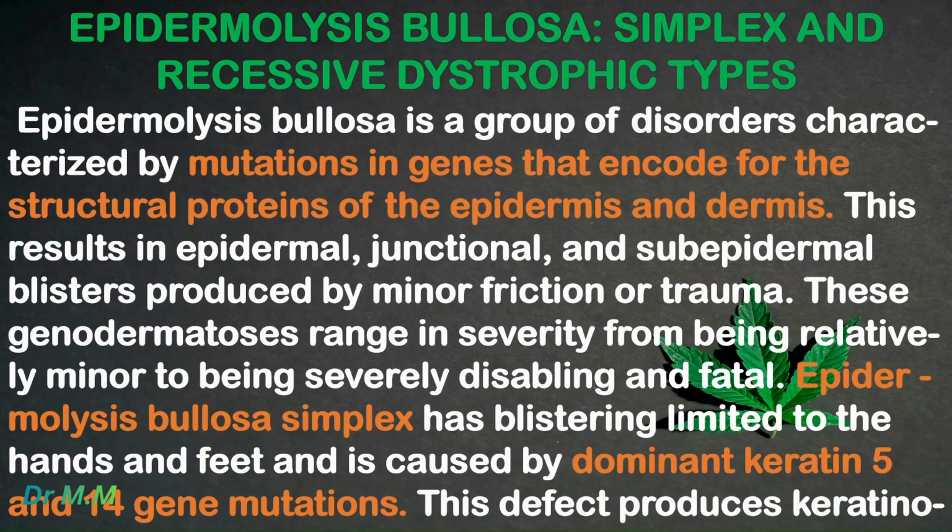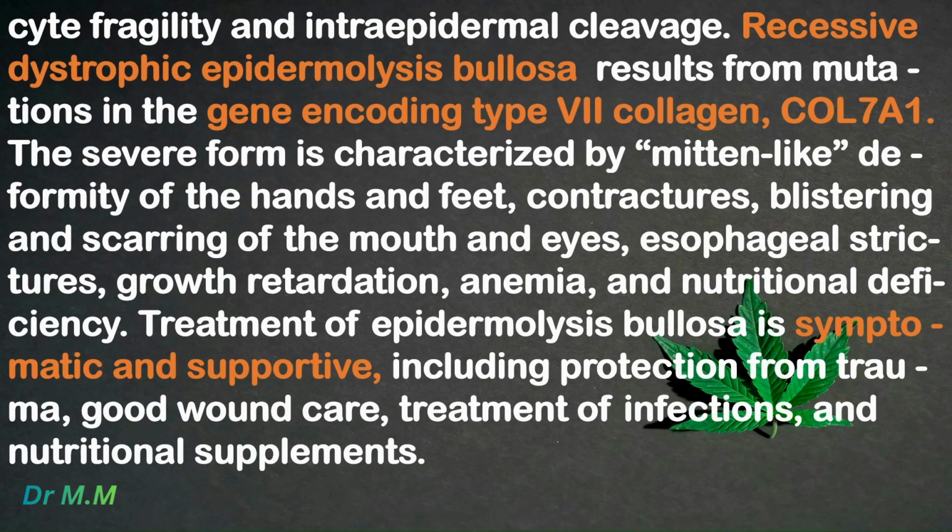Epidermolysis bullosa simplex has blistering limited to the hands and feet and is caused by dominant keratin 5 and 14 gene mutations. This defect produces keratinocyte fragility and intraepidermal cleavage. Recessive dystrophic epidermolysis bullosa results from mutations in the gene encoding type 7 collagen, COL7A1. The severe form is characterized by mitten-like deformity of the hands and feet, contractures, blistering and scarring of the mouth and eyes, esophageal strictures, growth retardation, anemia, and nutritional deficiency.